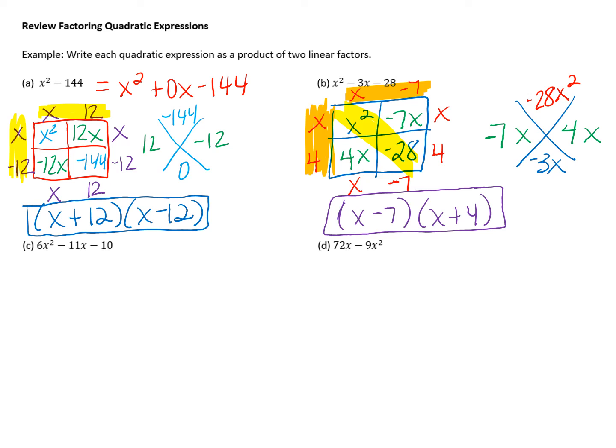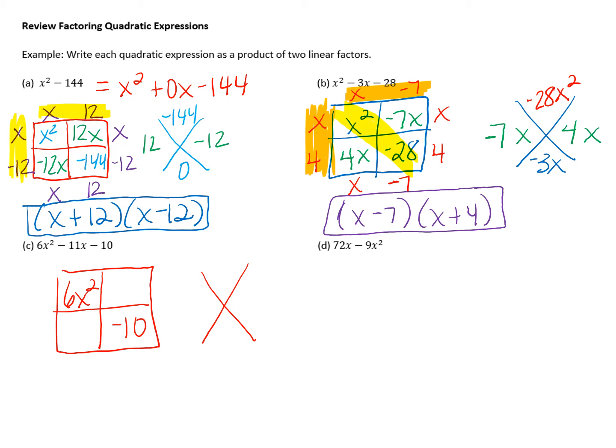So I'm going to just jump straight into making my block, filling in my 6x squared and my negative 10, making my x.